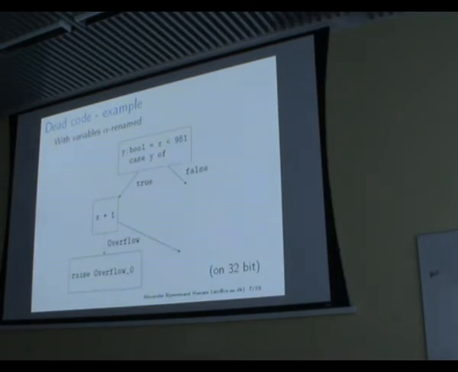So on 32 bits, we know that x is less than 951. x plus 1 cannot overflow. So this could potentially be done without the overflow check. So the question is, can we formulate a static analysis to improve the generated code? Here we have some good news. Yes, we can.